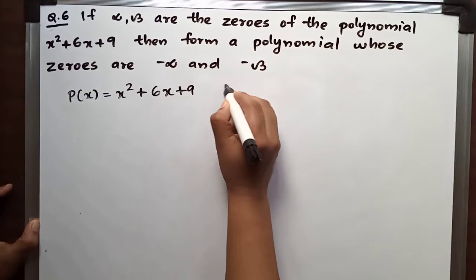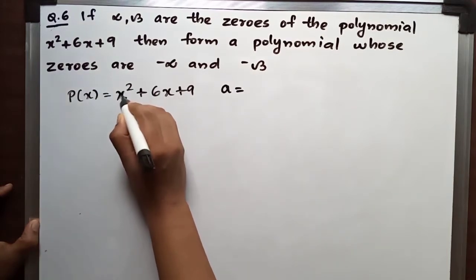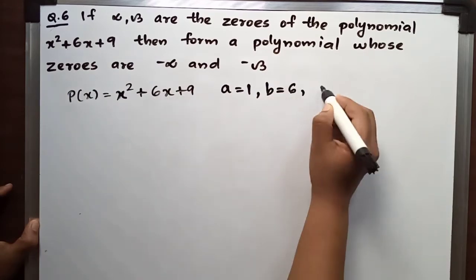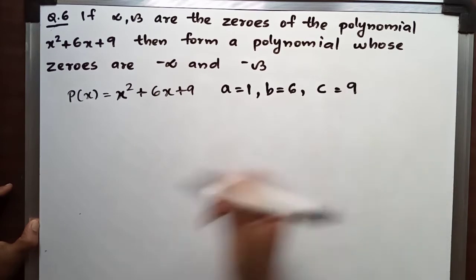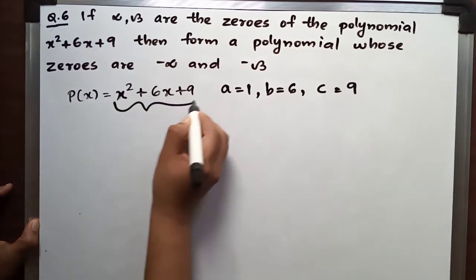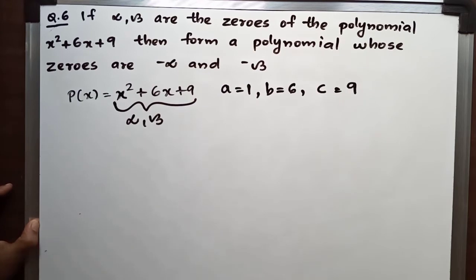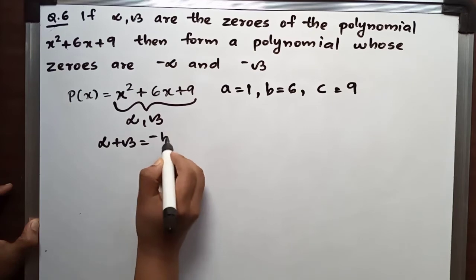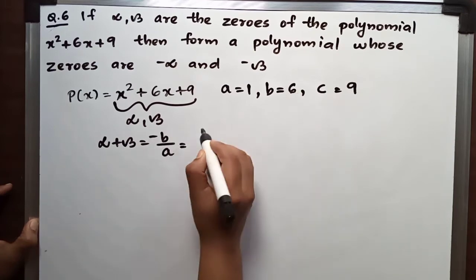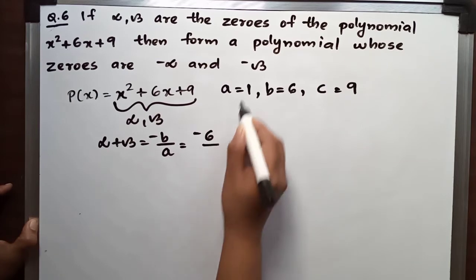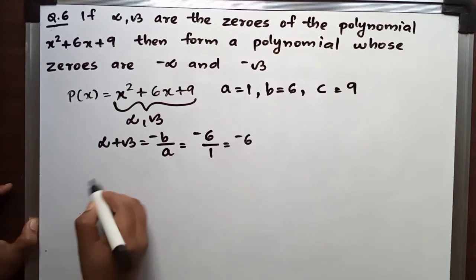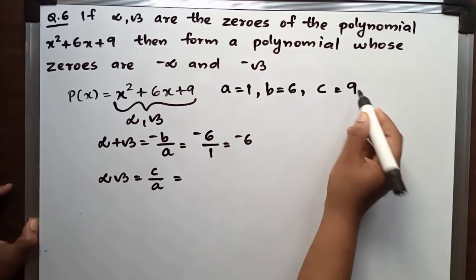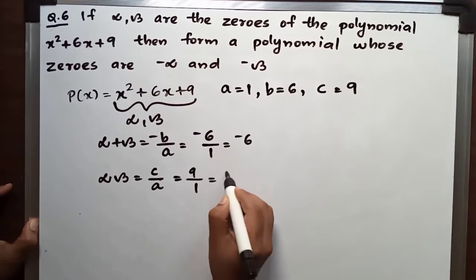Now what comes in place of a? A is the coefficient of x square, that is 1. B is the coefficient of x, that is 6. And c is the constant term, that is 9. Now let alpha and beta be the zeros of this given polynomial. Then alpha plus beta is minus b by a, that is -6 by 1, that is -6. Now what is alpha beta? It is c by a, that is 9 by 1, that is 9.